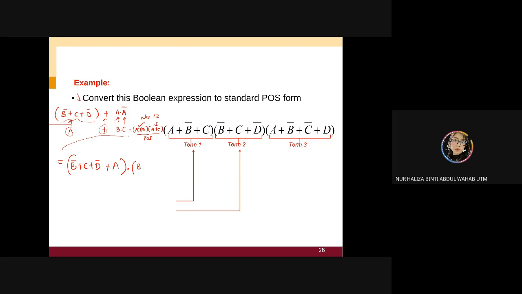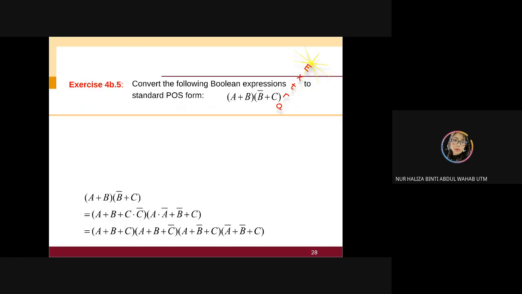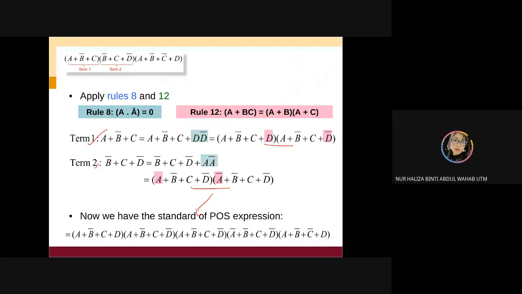A is B bar plus C plus D bar. And then I need to add with my C. What is my C? C will be my A bar. So then I already did standardization for my POS version. After that, when you have term 1 standardized, term 2 also standardized, you just combine them together, similar to what you have done for your SOP.